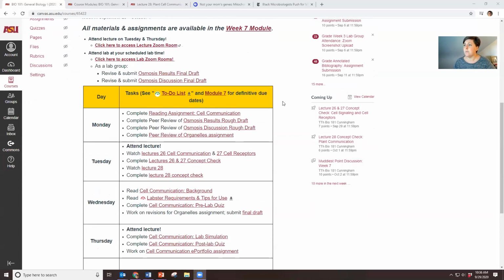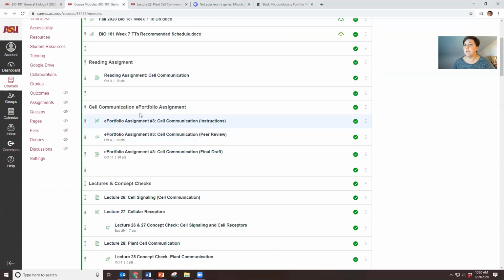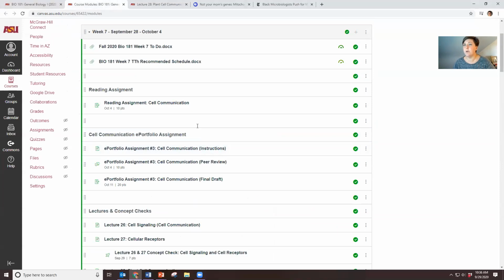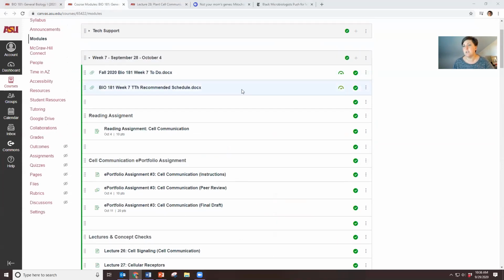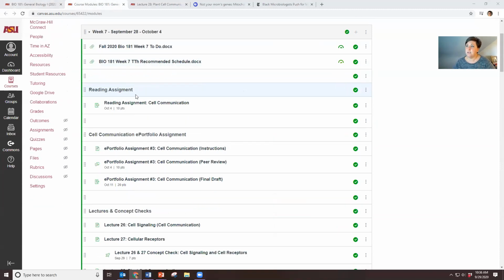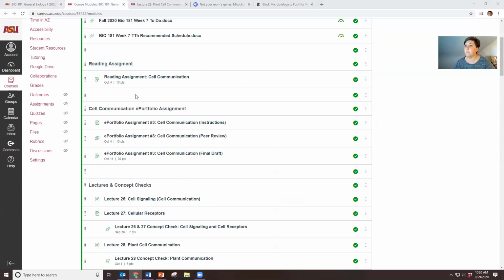The most important things I want you to note, so you can also look, of course, in the week 7 module, which contains all of our content. And the things I want to pay attention to primarily is one, we do have another ePortfolio assignment. This one is regarding cell communication. So I saw several of you already started that. Good job, go ahead and post it.